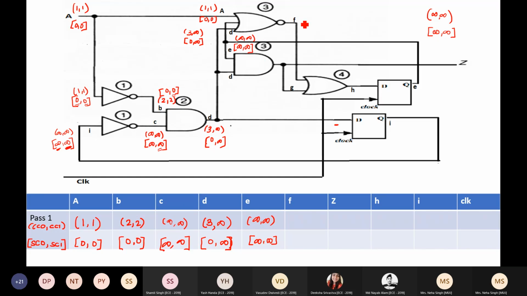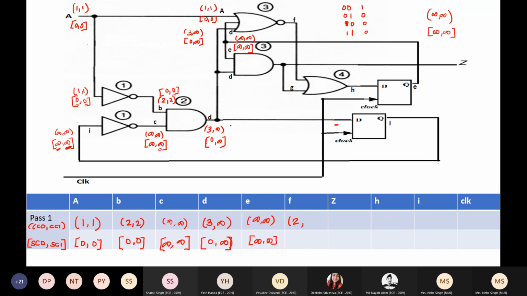What will be the controllability CC0 for F? NOR gate है तो इसका non controlling value is 0. So when will be the output equal to 0? NOR gate के लिए we are calculating CC0. The output will be 0 when any of the input is 1. So I should choose the minimum of CC1 for the inputs. इसका तो CC1 is 1, इसका infinity, इसका infinity. So I choose it as 1, add 1 since we are talking of combinational controllability. So F का हो गया 2.